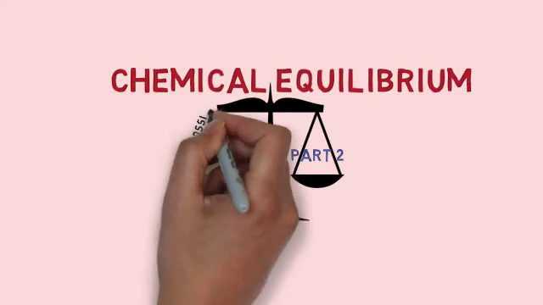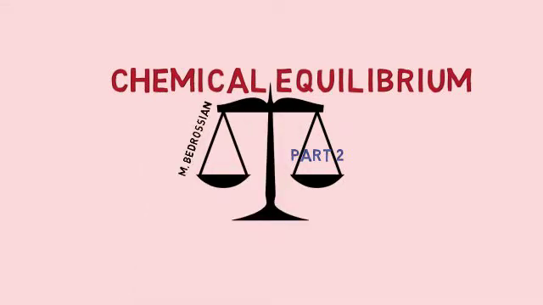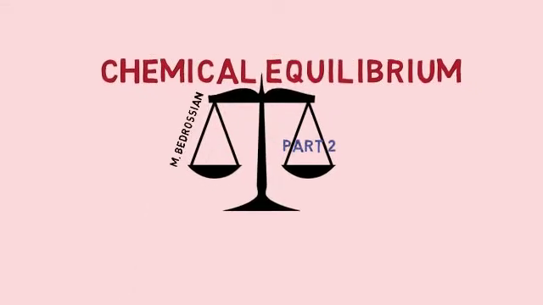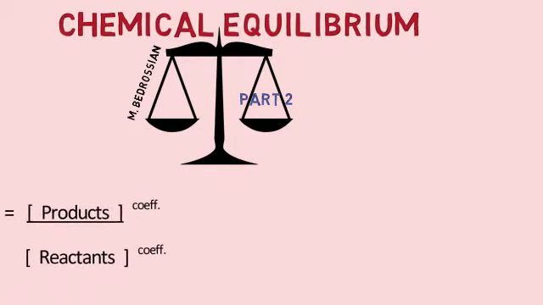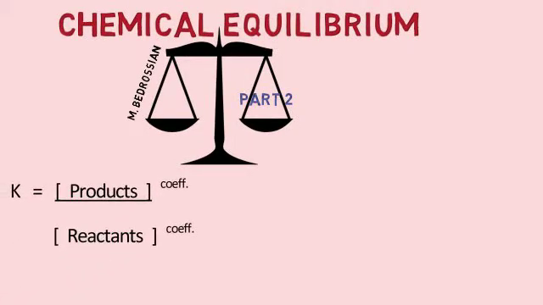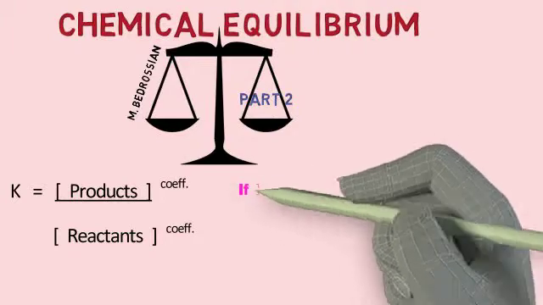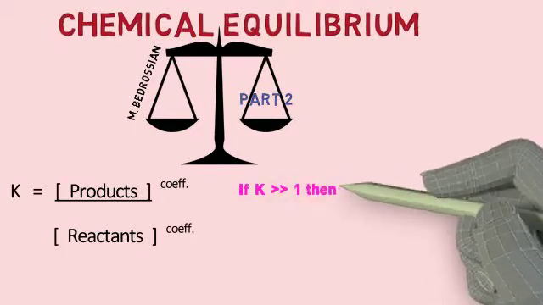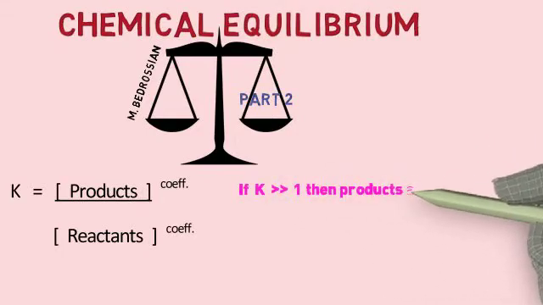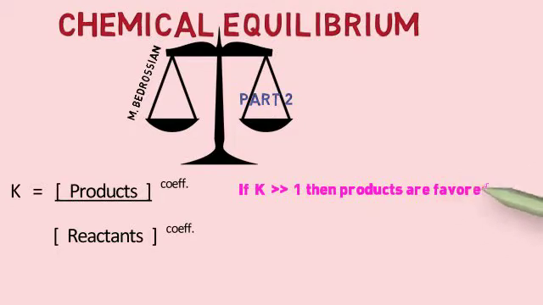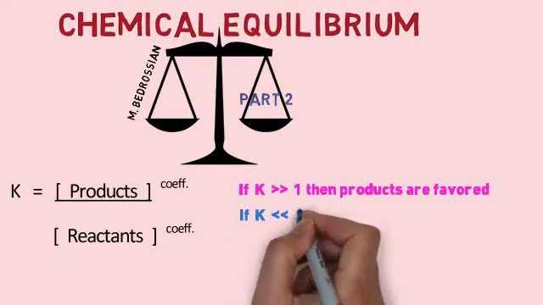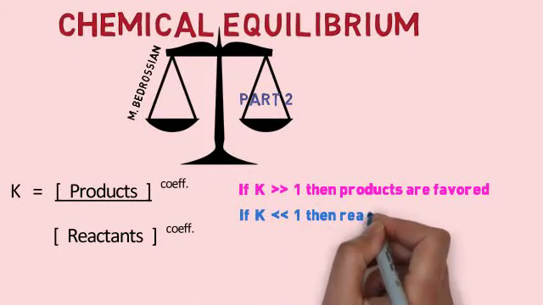I first want to just remind you of what we left you with at the end of part 1, which was the equilibrium expression, which is the products to their coefficient over reactants to their coefficient. Remember, we exclude solids and liquids. If K is greater than 1, you can see that products are favored, obviously. And if it's less than 1, then reactants are favored. You can tell that just by looking at the equation.